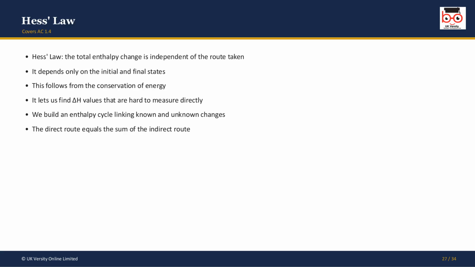Hess's law is one of the most useful ideas in this whole topic. It says the total enthalpy change for a reaction is independent of the route taken, depending only on the starting and finishing states. That follows directly from the conservation of energy. Its real power is letting us find delta H values that are difficult or impossible to measure directly, by building an enthalpy cycle that links known changes to the one we want. The direct route always equals the sum of the indirect route.